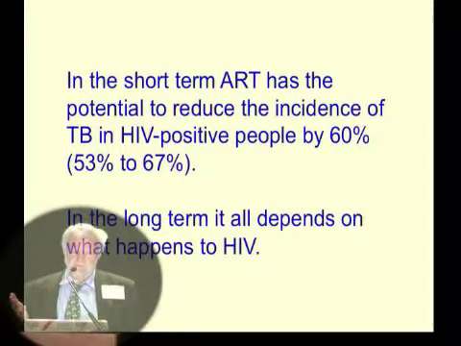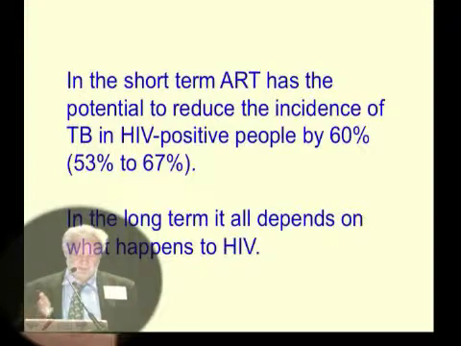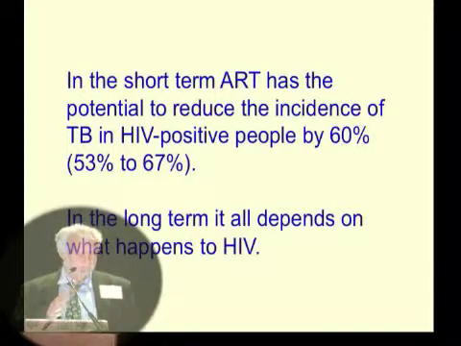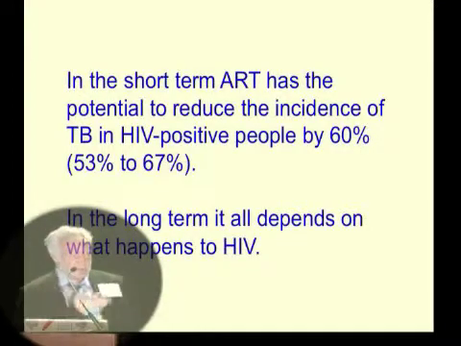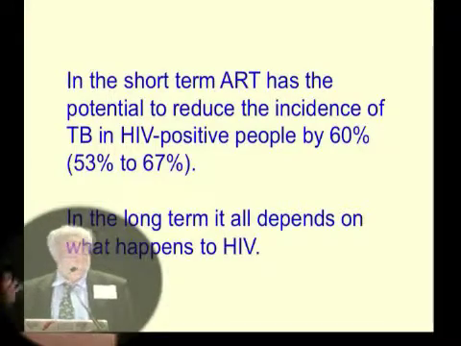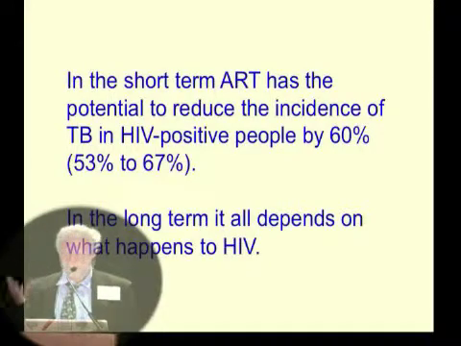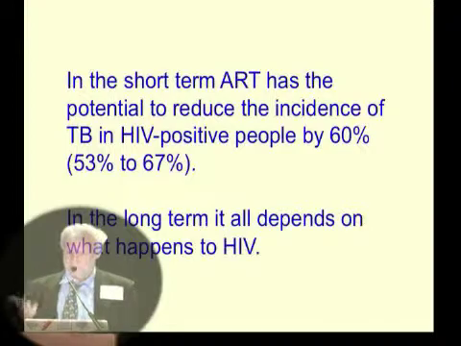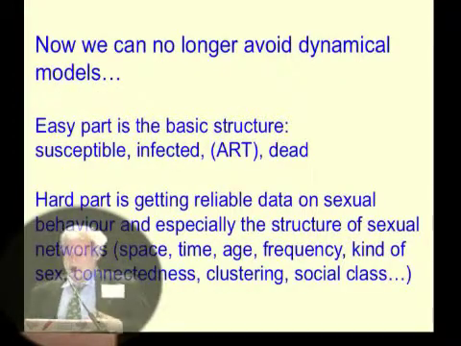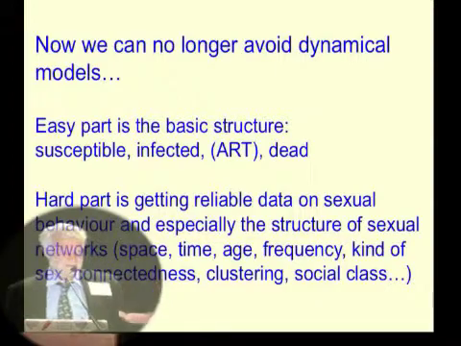In the long term, of course, the only way we're really going to get rid of HIV-associated TB is by getting rid of HIV. So in the short term, we can get a 60% reduction, which is very important. We can reach the current WHO target of halving deaths in HIV-associated TB by 2015. In the long term, it all depends on what we do to HIV. But that's all the very simple stuff. That's all essentially the sort of static modeling.